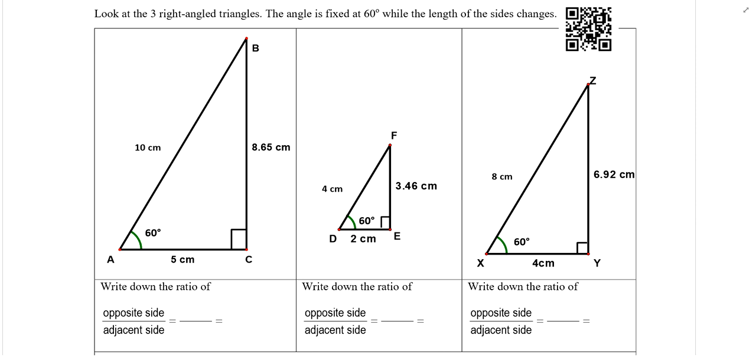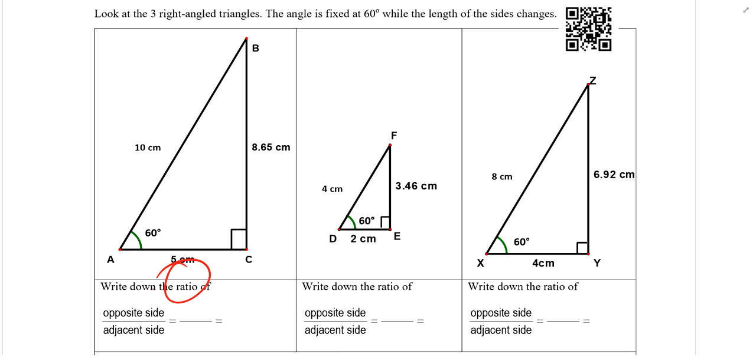Now, all these triangles, are they of the same size? No. The one on the left is the biggest, the one in the middle is the smallest. And we've got the lengths as shown when it is drawn accurately. These values that you see as the length, they are not random numbers. They are the exact values for these 3 triangles. Your job now is to write down the ratio. So this word ratio, you can treat it as a fraction. Write down the fraction of the opposite side divided by the adjacent side.